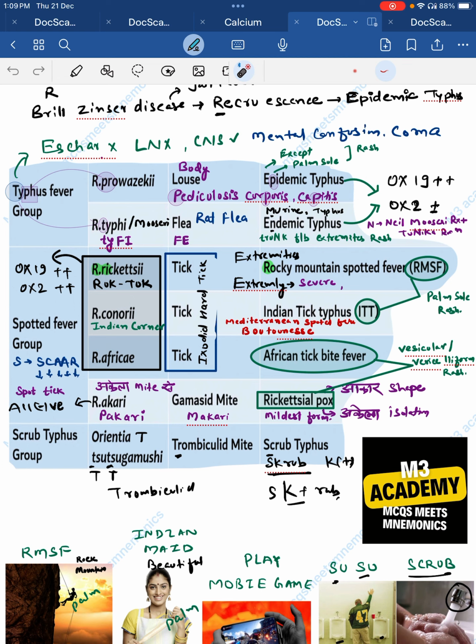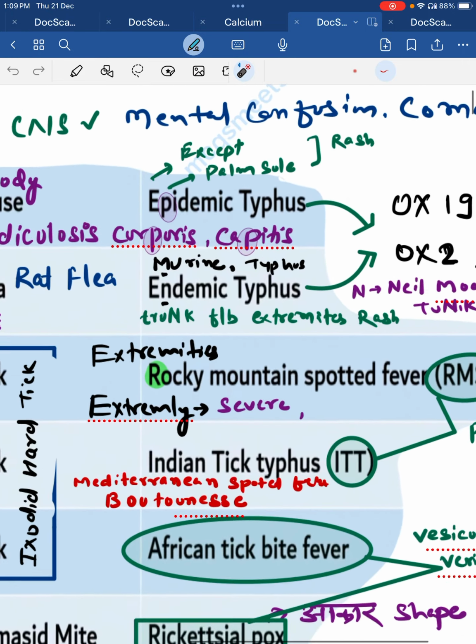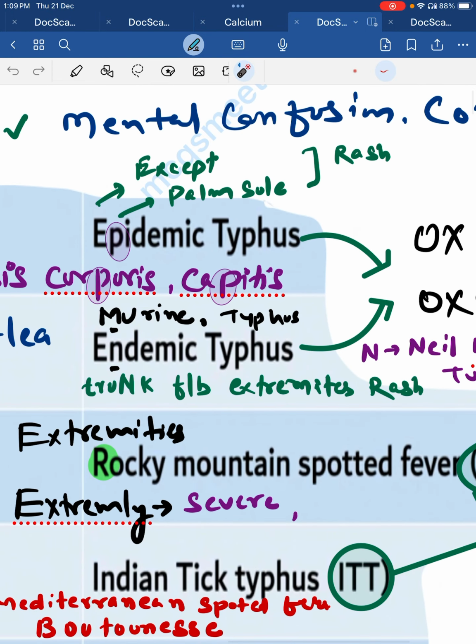Now the epidemic typhus is E for except, P for palm and sole. So in the case of the rash, it is distributed all over the body except palm and sole. How do we remember this? Epidemic itself speaks about it: E for except, P for palm and sole. So palm and sole are not involved in the rash of epidemic typhus.